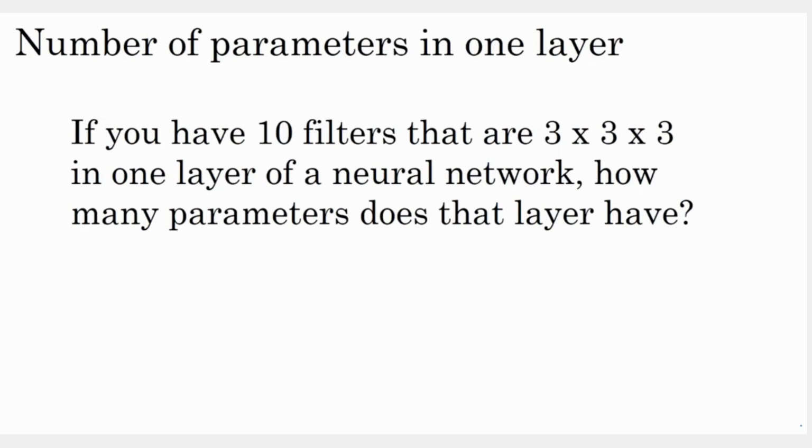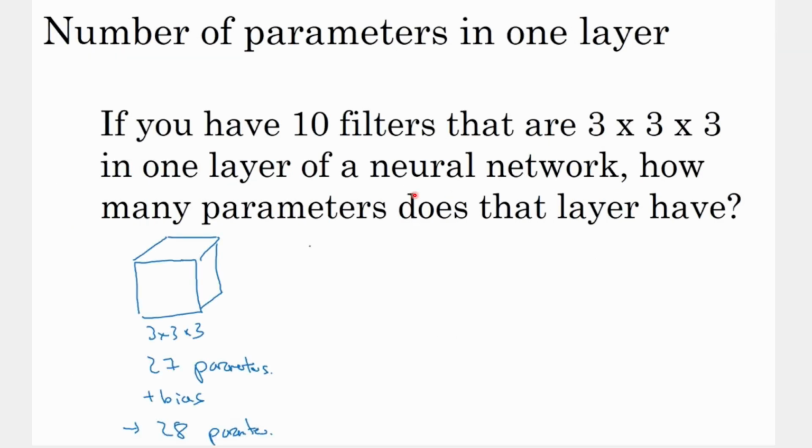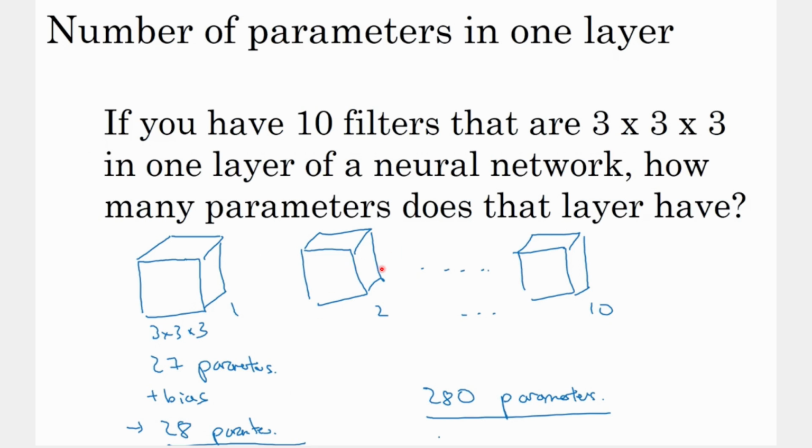I hope you have thought of some answer. So now I will get right into it. This 3 by 3 by 3 filter itself has 27 parameters, plus there will be a bias, resulting in a total of 28 parameters for one filter. Now we move to the 10 filters, so 28 times 10 is simply 280 parameters in that particular layer.